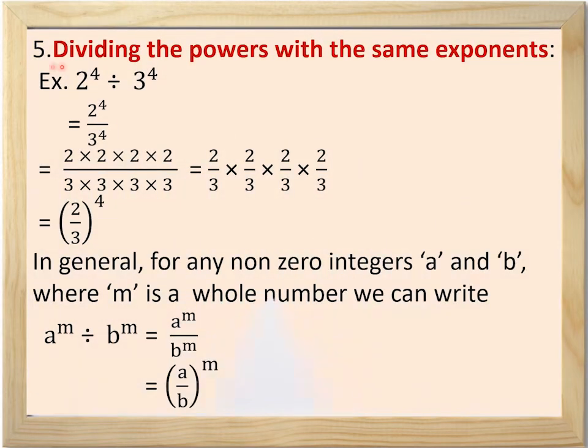Children, the fifth law of exponents is dividing the powers with the same exponents. Let us understand by taking an example. That is 2 raised to the power of 4 divided by 3 raised to the power of 4. Here, in both these powers, the bases are different, but the exponents are same. Let us see.